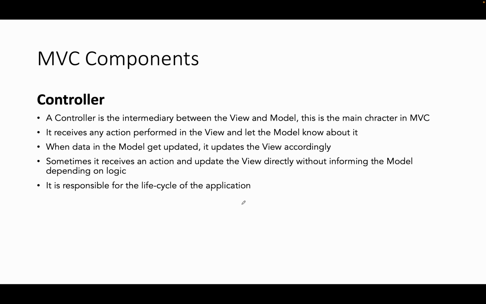And the final thing is the controller. This is the main character of MVC, which is the intermediary between the view and the model. So it links up the view and the model. It listens for any kind of user action from the view and lets the model know about it. And when there are any changes in the model data, it lets the view know about it.